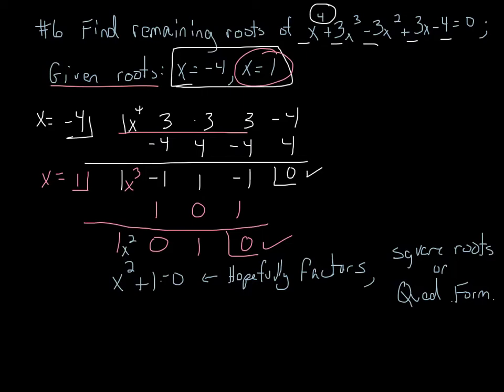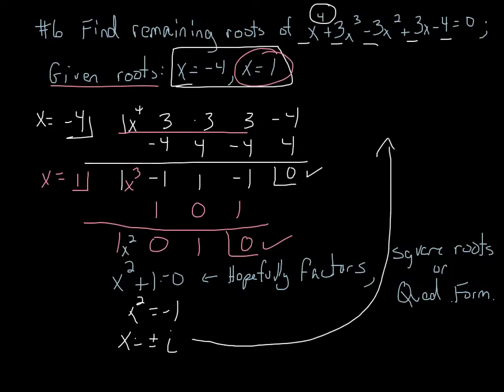Okay, so this guy, the easiest thing would just be to add or subtract 1 from both sides. That's negative 1. So x is equal to plus or minus i. Alright, sweet. Well, I want to make one last little note here.